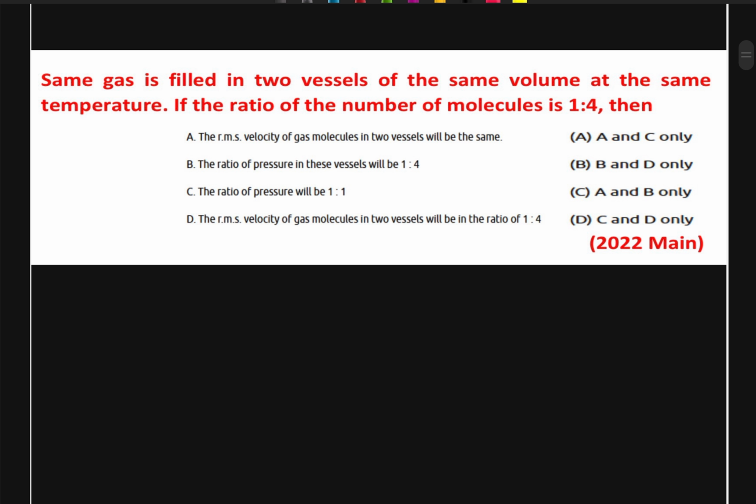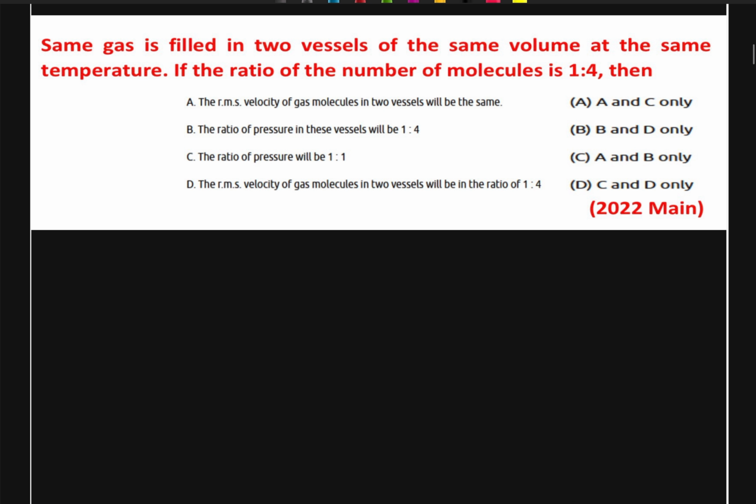Next question. It states that the same gas is filled in two vessels of same volume at the same temperature. If the ratio of the number of molecules is 1:4, then we have to check which of these options is correct. First, option A states that the RMS velocity of gas molecules in two vessels will be same.